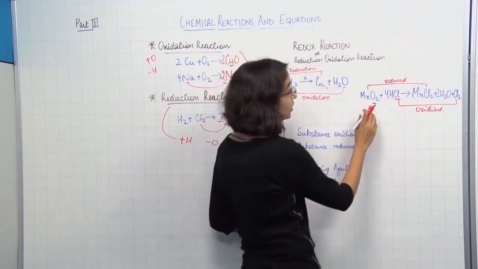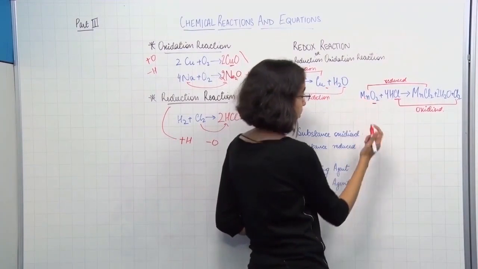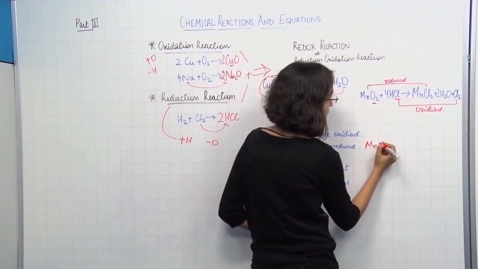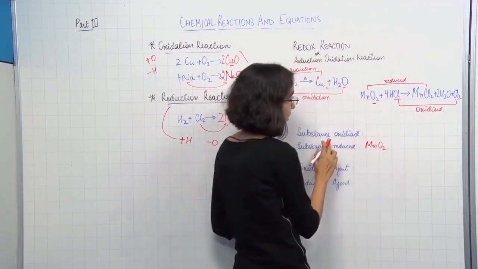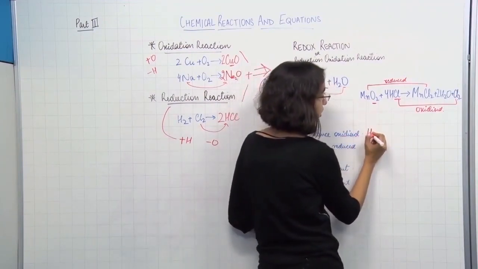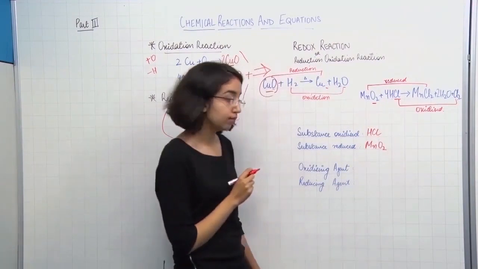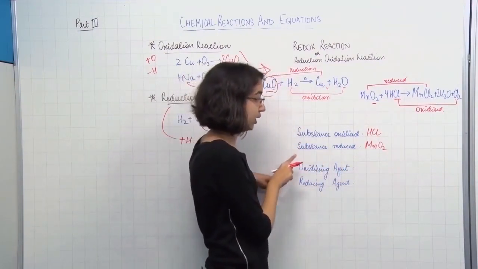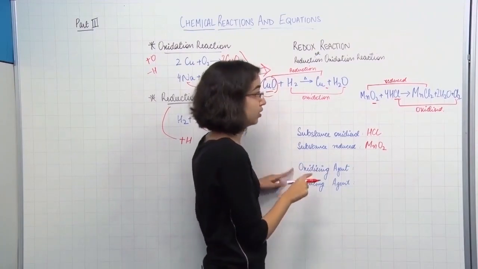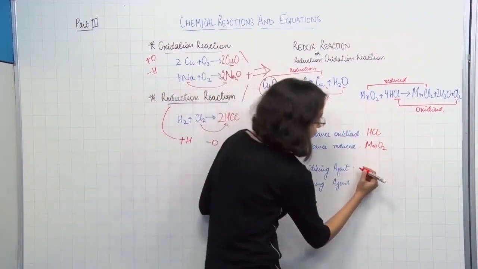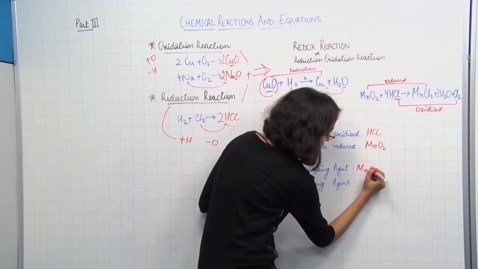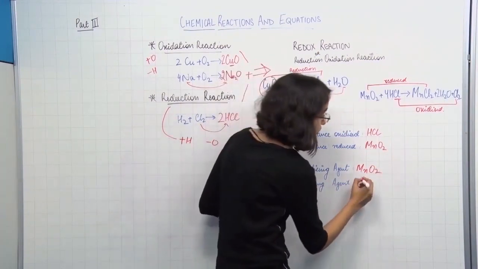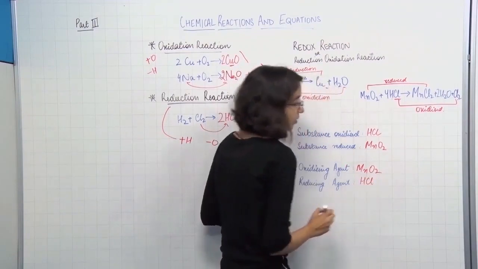Here, what is being reduced? The substance which is reduced is manganese oxide. The substance which is oxidized is hydrochloric acid. Now, what is the oxidizing agent? The oxidizing agent is that which gets reduced. So what is being reduced? MnO2. And what is the reducing agent, which gets oxidized? What substance got oxidized? HCl.